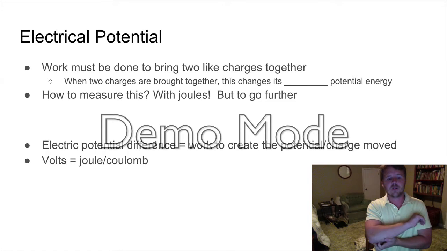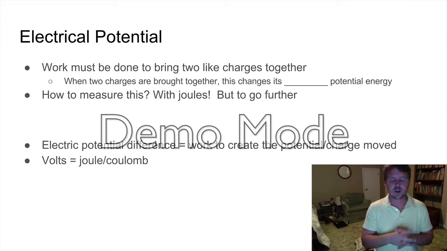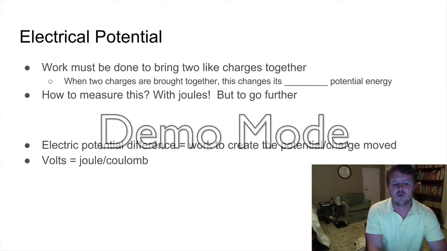So in this case, of course, we're going to measure energy in joules, just like with a steam engine. But we want to know how many joules per coulomb we're using. So we're measuring electrical potential difference: the work to create the potential divided by the charge moved.